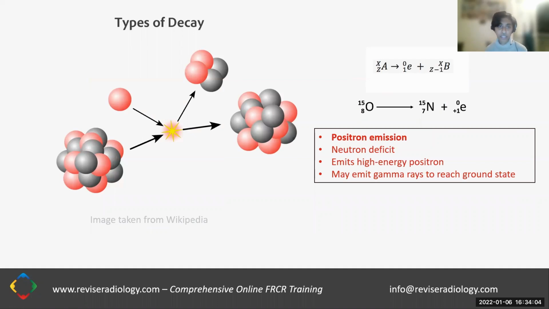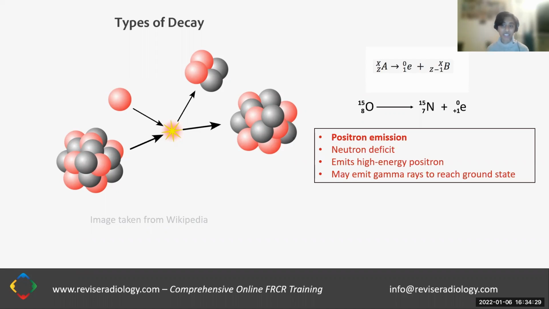So what's happening here is that in a neutron deficit nucleus, the neutron is emitting a positron, and it's maintaining the same atomic mass, but it's decreasing its atomic number. It's the same thing as the other one. It may emit a gamma ray to reach the ground state.